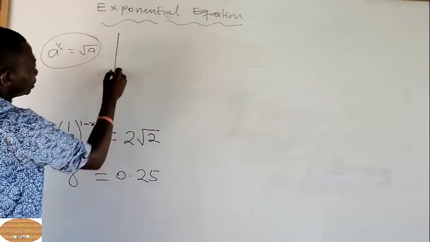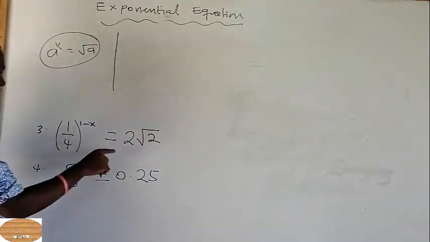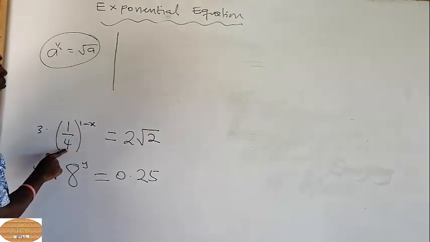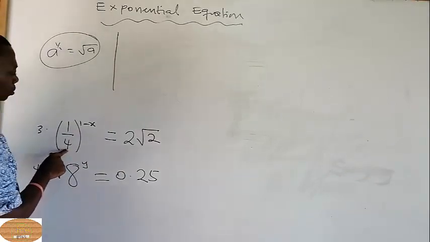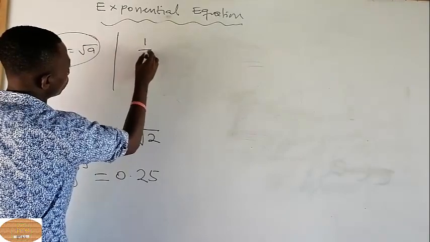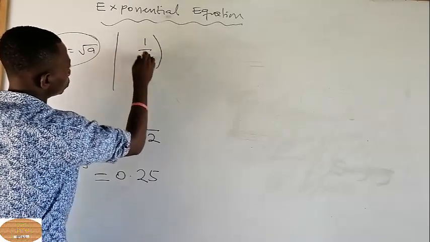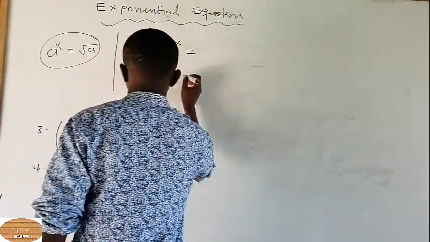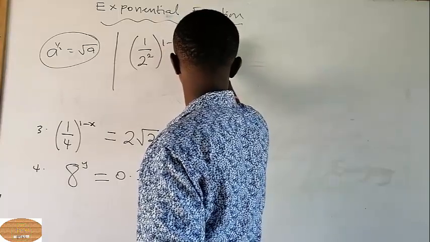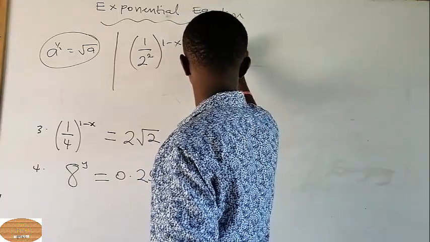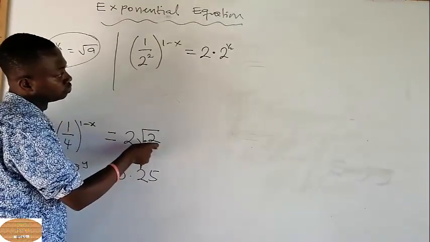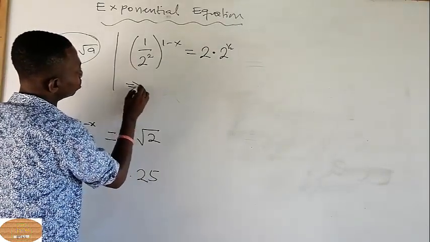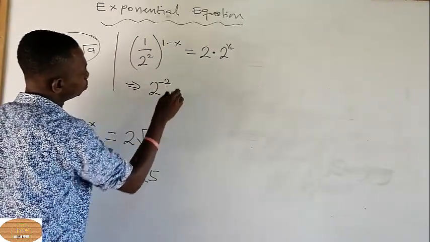So I can say 1 over 4. And since this side is 2, you have no option but to change this one also to 2 to the power 2, which is 4. So this one is straight away 1 over 2 to the power 2. Okay, 1 minus x equals 2 times 2 to the power half, because the square root of 2 is the same as 2 to the power half. So this one can also be written as 2 to the power minus 2.